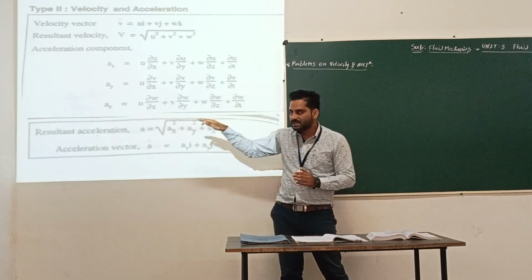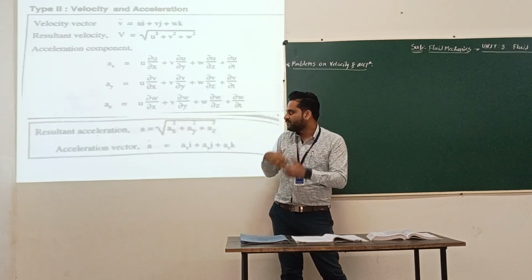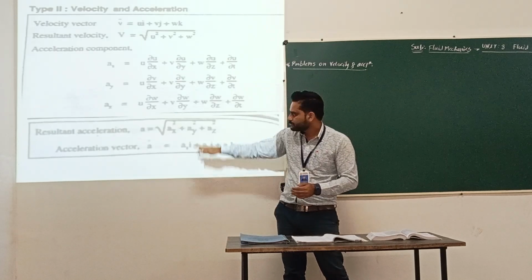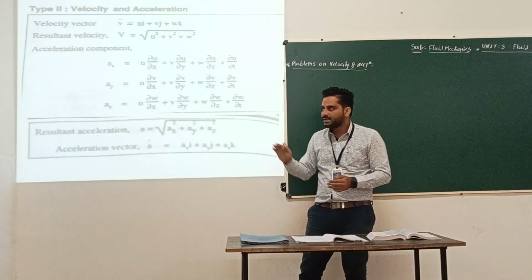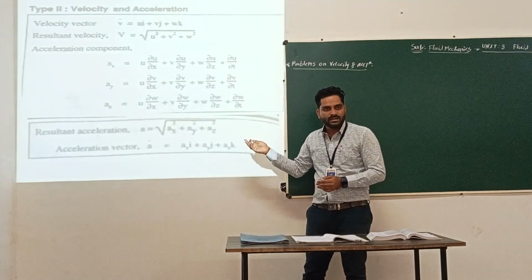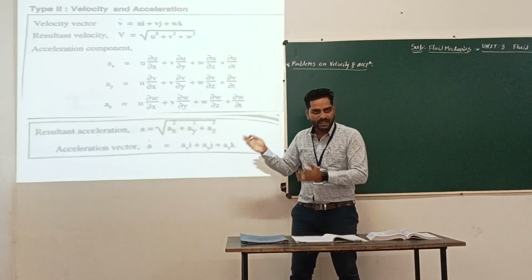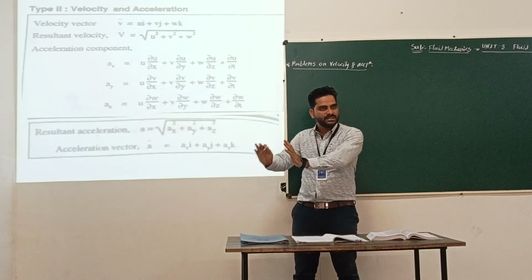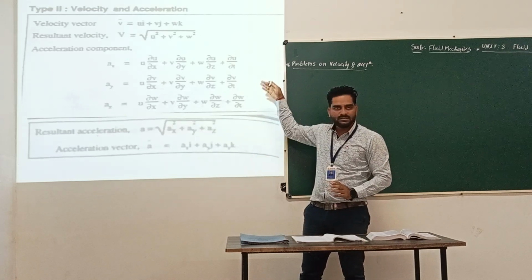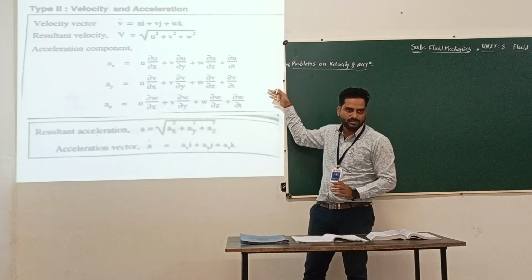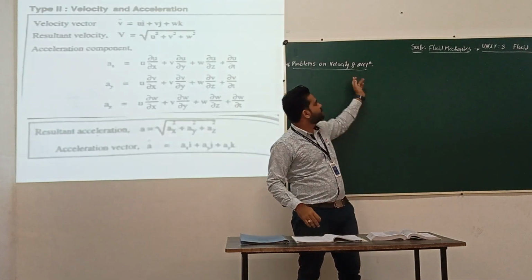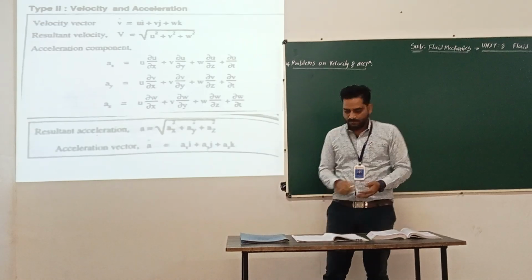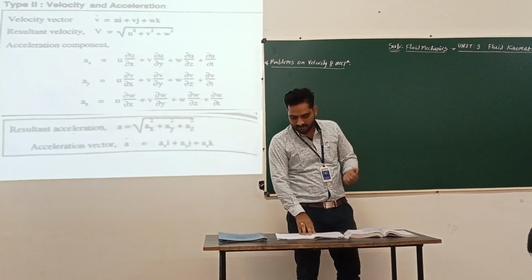The resultant acceleration is calculated by the formula under root of ax square plus ay square plus az square, where ax is acceleration in x direction, ay is acceleration in y direction, and az is acceleration in z direction. These are the important formulas used for solving problems on velocity and acceleration. We will start the first problem. Note down the problem on velocity and acceleration.